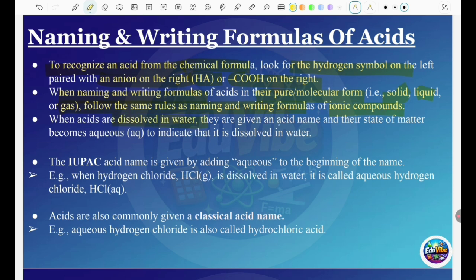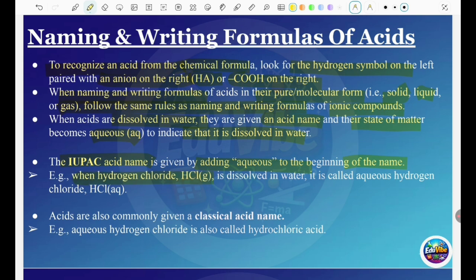When acids are dissolved in water, they are given an acid name and their state of matter, which is aqueous. When acids go into water, they react with water and get the state aqueous, indicating that they are dissolved in water. We also need to take care of the IUPAC naming. The IUPAC acid name is given by adding aqueous to the beginning of the name.